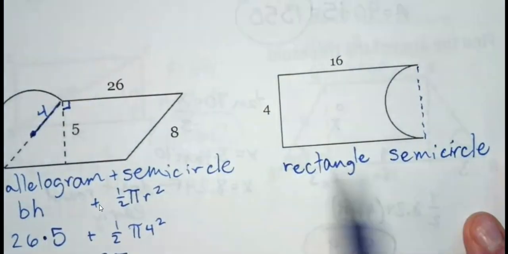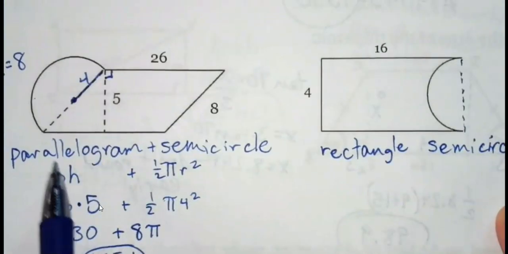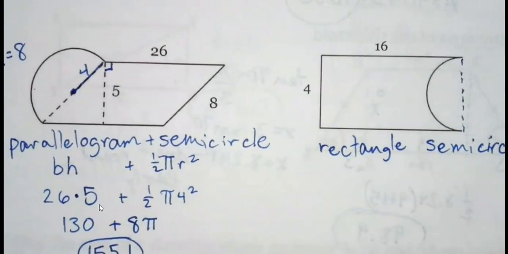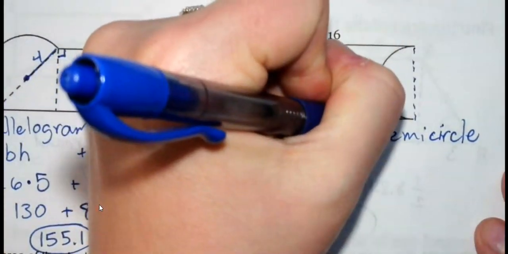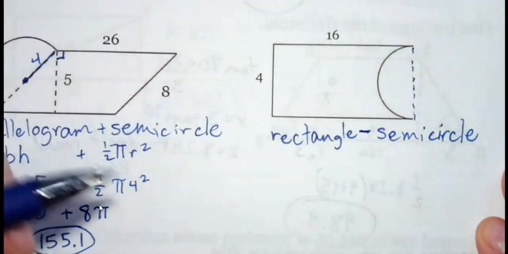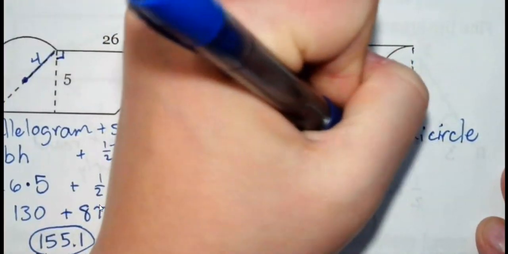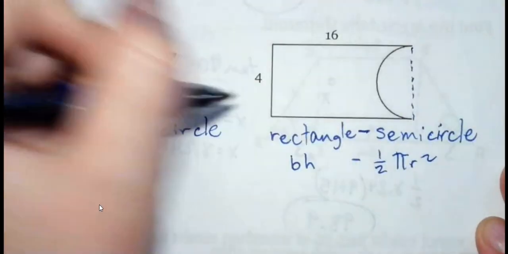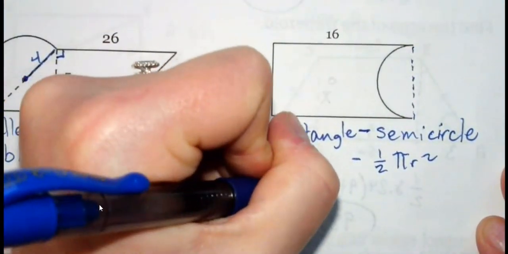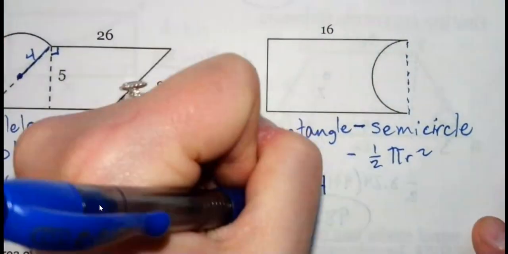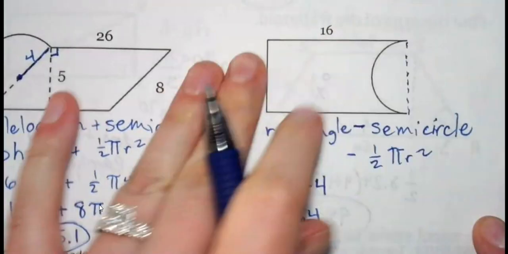The problem is they're no longer added. Like this one was a parallelogram added to a semicircle. We are taking the semicircle away from the rectangle, so we are instead going to subtract. So for the rectangle, or the base times height, I'm just going to do 16 times 4. So 64 would be the total area.